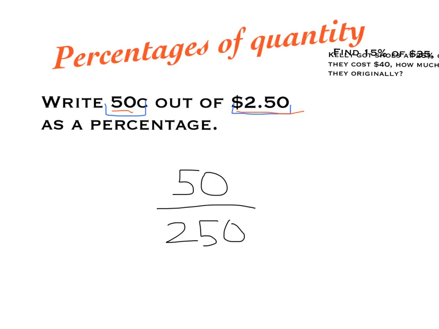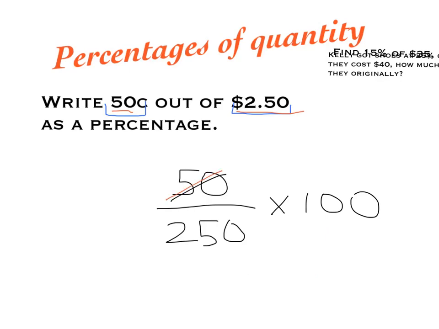So I've got it as a fraction, 50 cents of $2.50. And now what was my rule? When I want to go into a percent, multiply, of course, because I have 50 cents out of $2.50 and I need to multiply it by 100 so I can get it into a percent. And if I do that, I can simplify as I go.